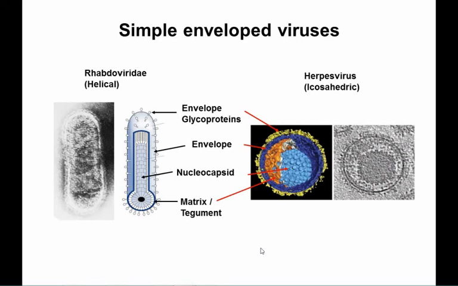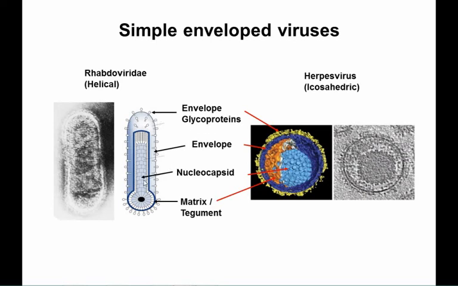So all enveloped viruses have got to have another element of structure. So they've all got to have envelope glycoproteins on the outside. And their function is to mediate interaction between the virus, the virion, and the host cell. So that's what the functions of these are.